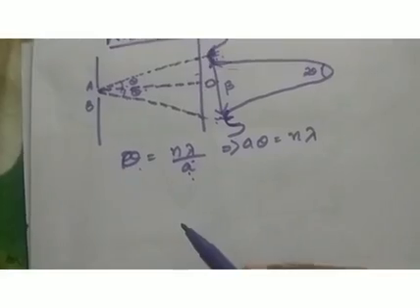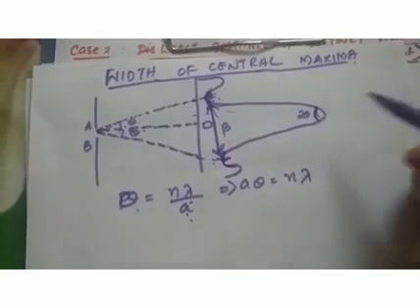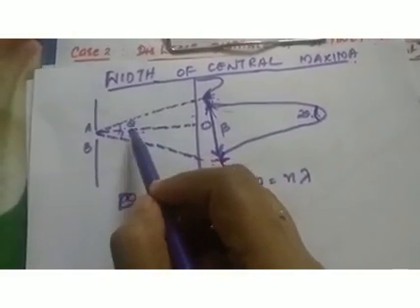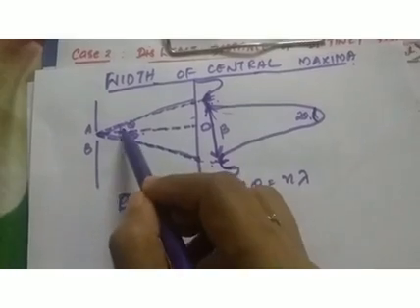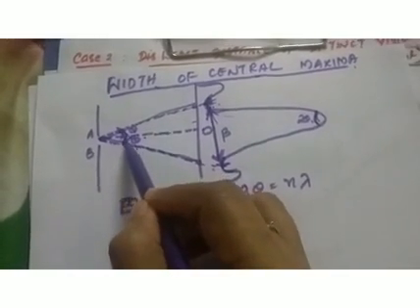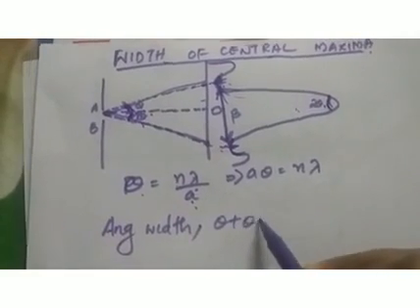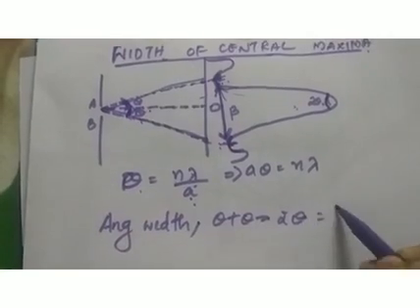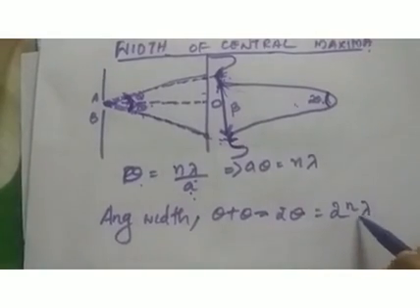So what will be the width of the central maximum? Width can be of two types. There can be a linear width for the central maximum like this, and there can be an angular width like this. So angular width will be equal to theta plus theta because our central maximum subtends this whole angle, isn't it? This whole angle is subtended by our central maximum. So the angular width of central maximum is theta plus theta, that is equal to 2 theta, equal to 2 into n lambda by a.